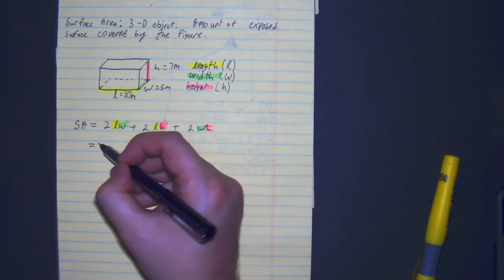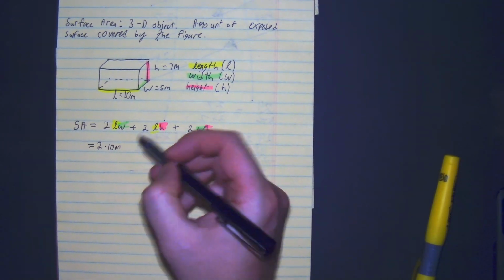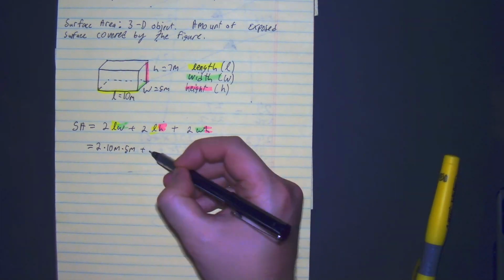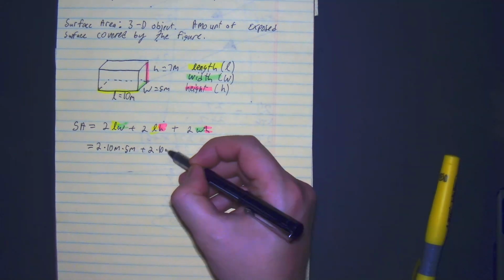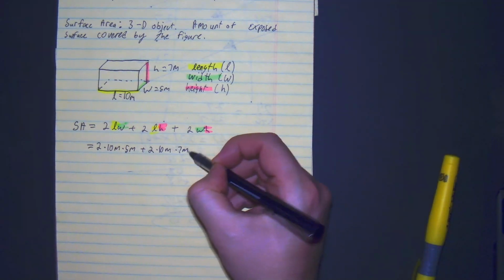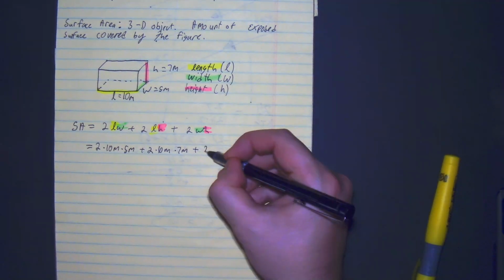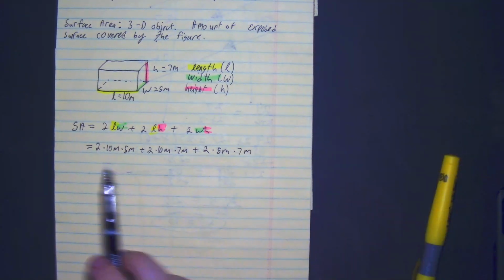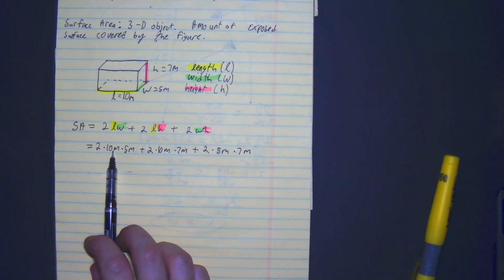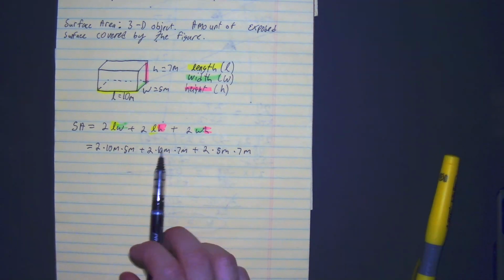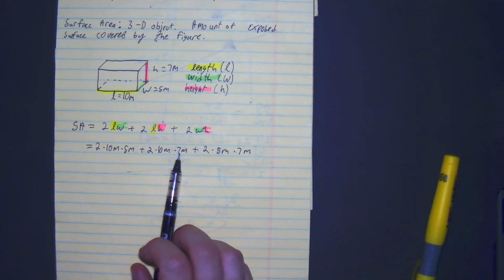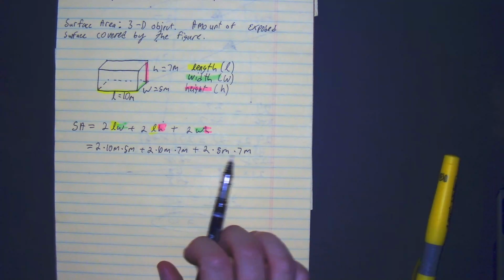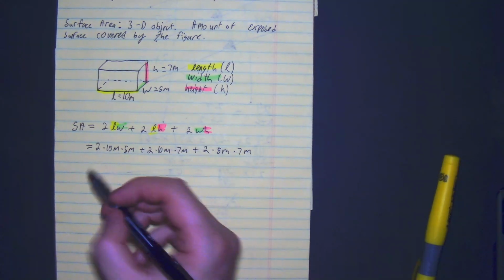So this will be equal to 2 times 10 meters times 5 meters plus 2 times 10 meters times 7 meters plus 2 times 5 meters times 7 meters. 10 meters is length, good, 5 meters is width, good. 10 meters is length, good, 7 meters is height, good. We have 5 for the width, 7 for the height. So it all worked out.